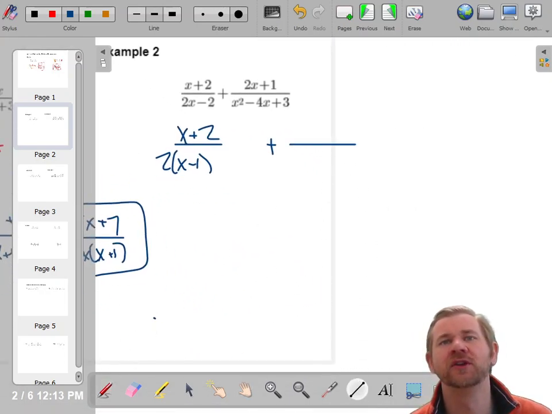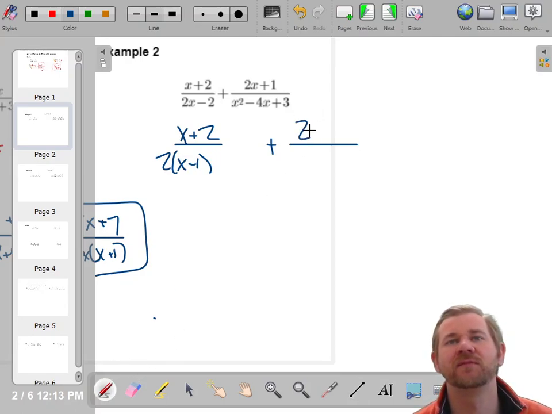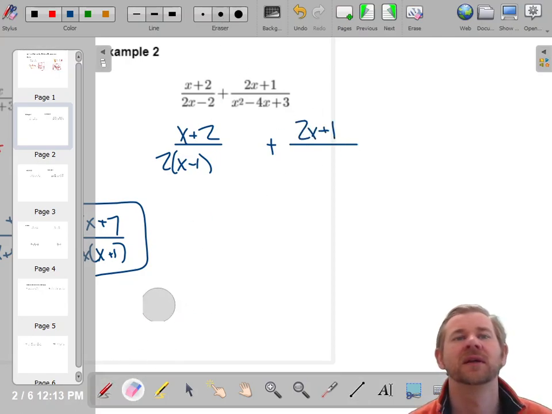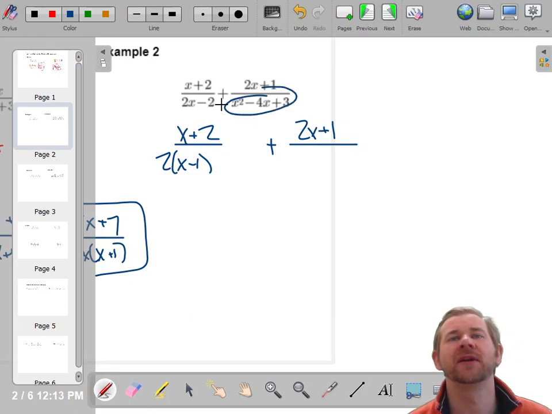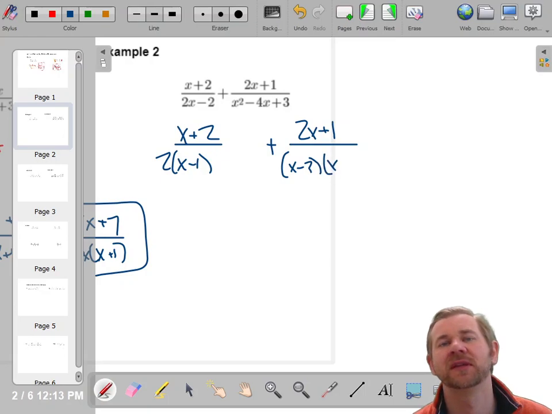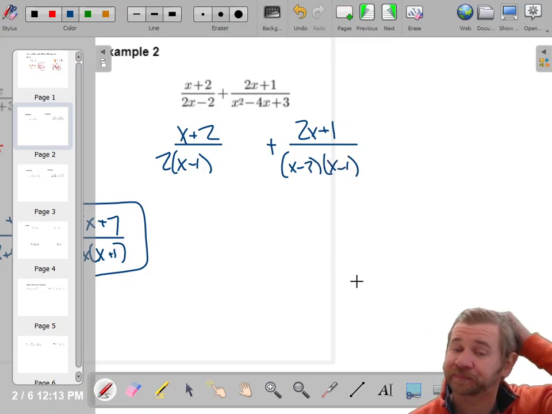I don't really care what's going on with the numerator. I'm not really even looking at it. I'm focused on getting a common denominator. Okay, so in the denominator here, you have to find numbers that multiply to 3 and add to -4. That would be -3 and -1.